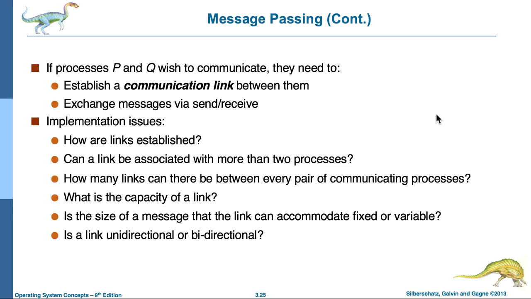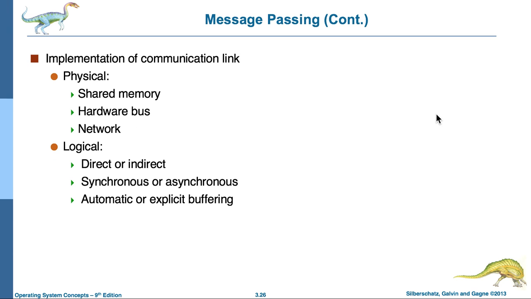How many links can there be between every pair of communicating processes? What is the capacity of a given link in terms of message size and bandwidth? Is the size of a message that can be accommodated by a link fixed or variable? And then finally, is a link unidirectional or bidirectional? And that in itself is an interesting element that needs to be addressed in the implementation.